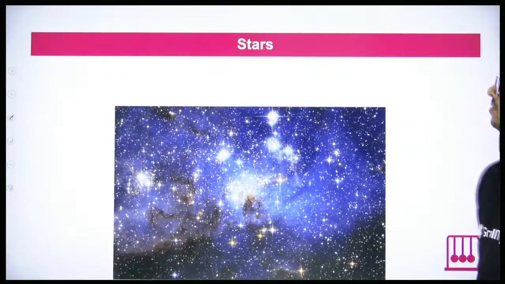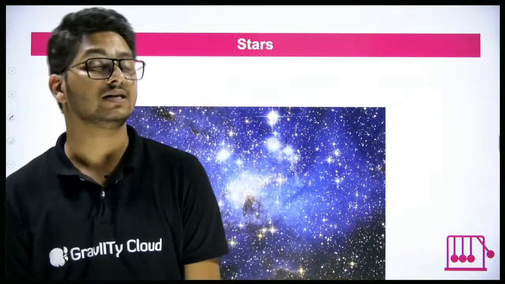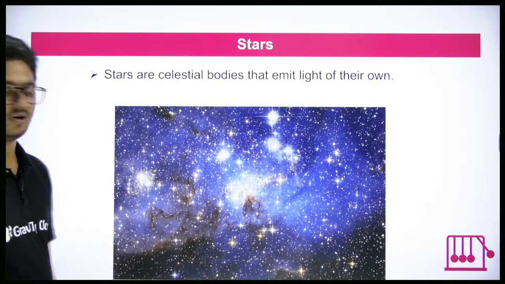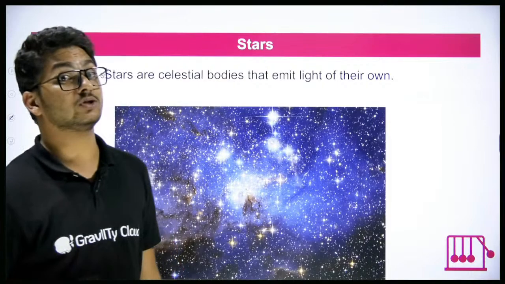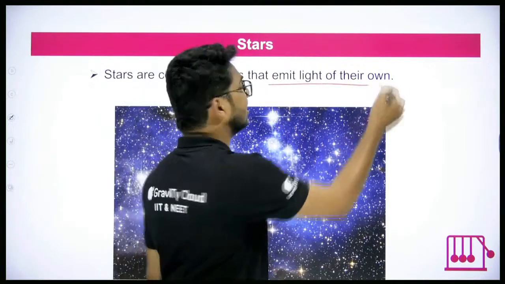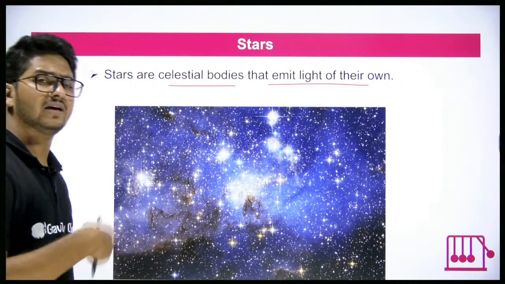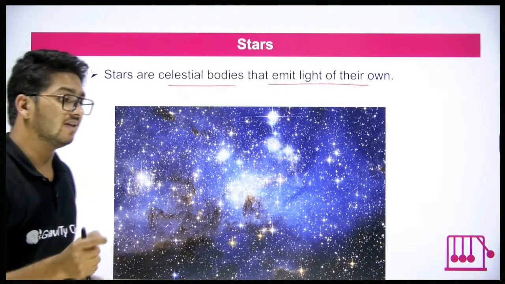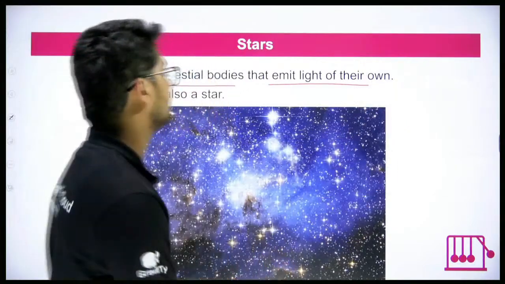Good. Now, the other wonderful thing is stars. Now what are stars? Similar to the sun, what does the sun do? The sun emits its own light, and stars also emit their own light. So stars are celestial bodies that emit light of their own. But stars appear very small to us. Why? Because they are very, very far away. That's why they appear small. But when you go near a star, it will be huge.